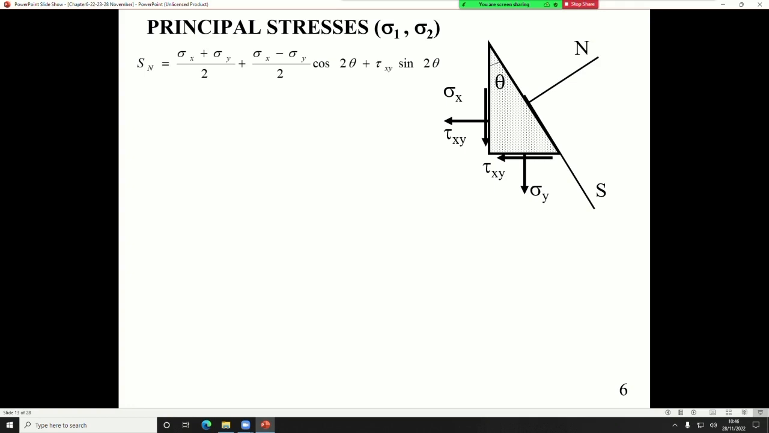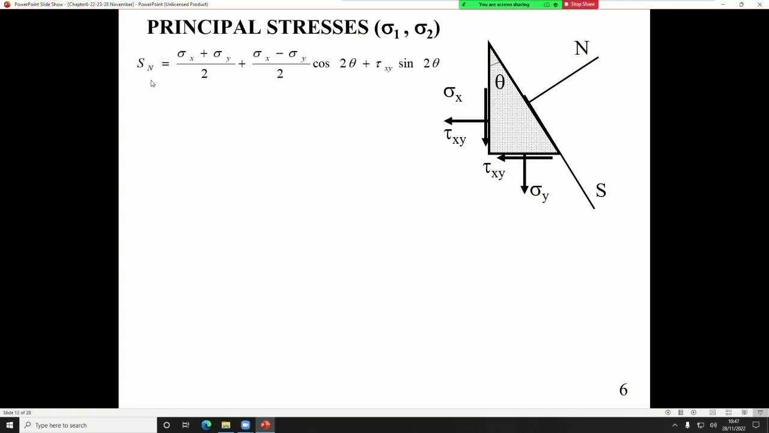So a plane passing through a point which is only subject to normal stress, and whose shear stress is equal to zero, is called a principal plane. That was an exam question: what are principal planes? Or what are principal stresses?